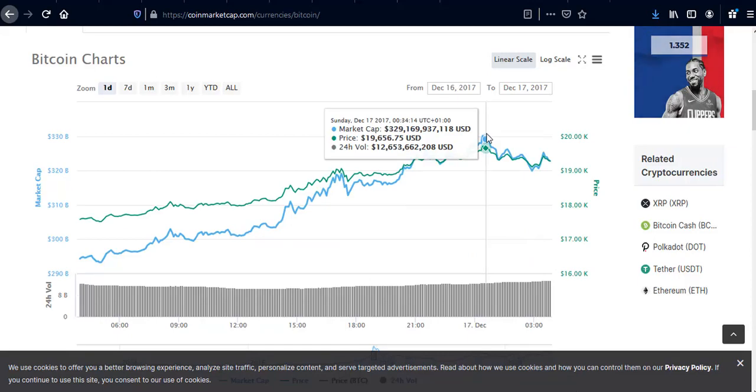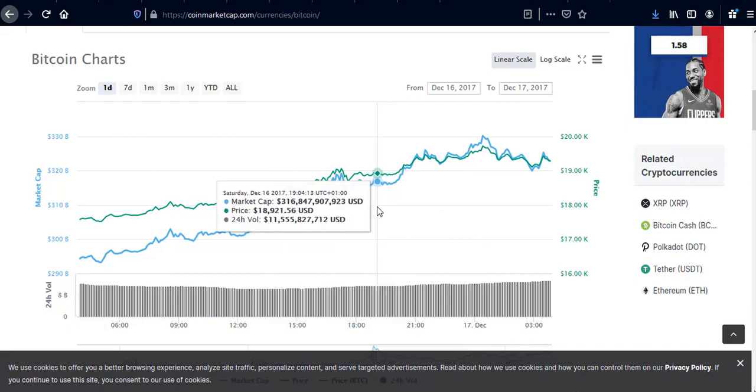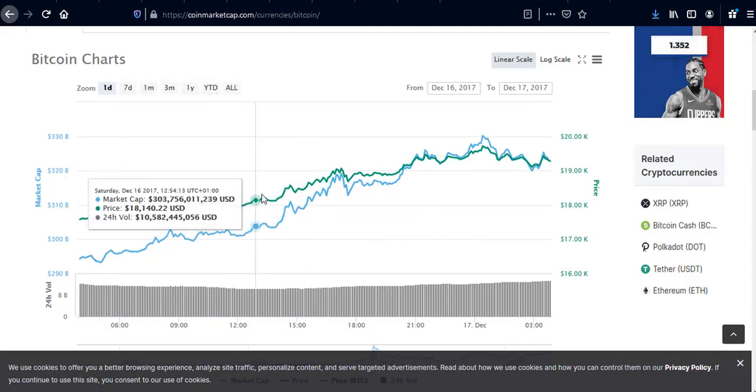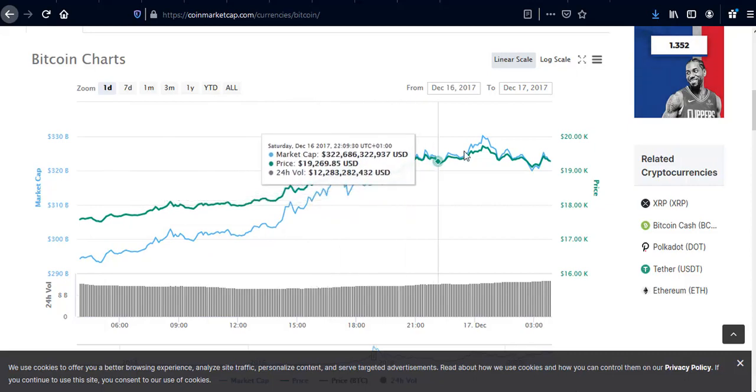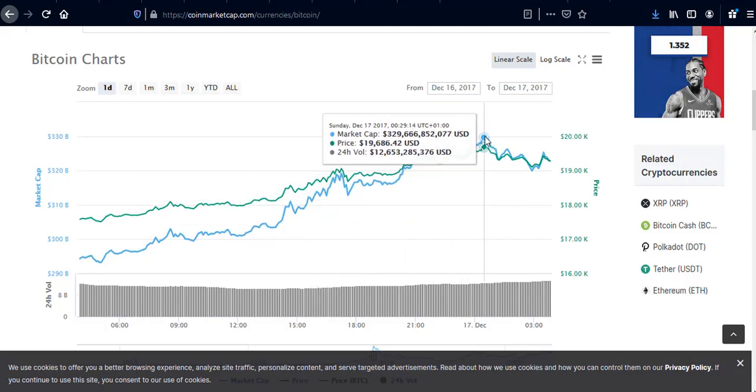Okay, so here we are looking at the Bitcoin chart, and we are going to look at what the all-time high of Bitcoin is. As you can see here, it is $19,686.42. So that's the all-time high of Bitcoin since Bitcoin was created. I know you understand what all-time high is now.